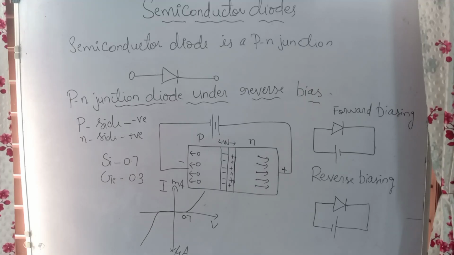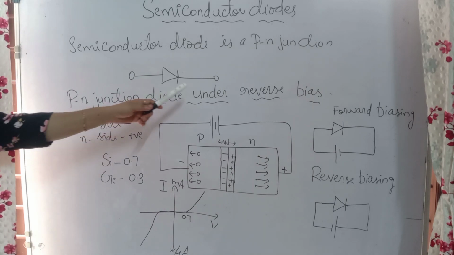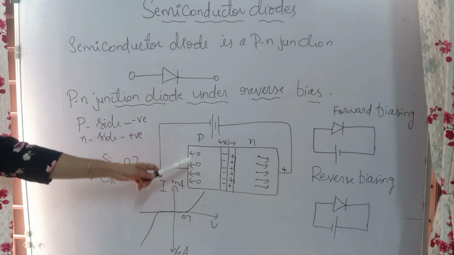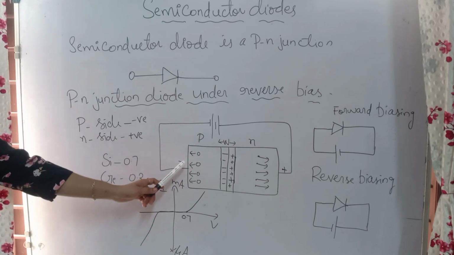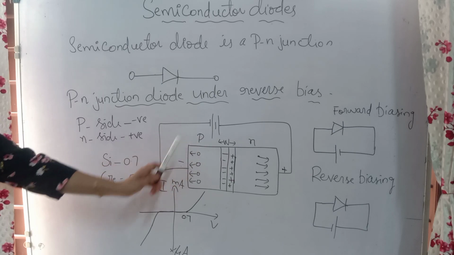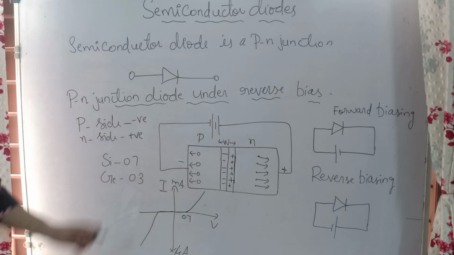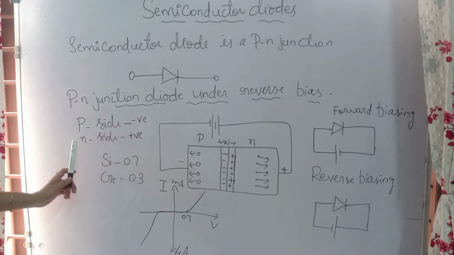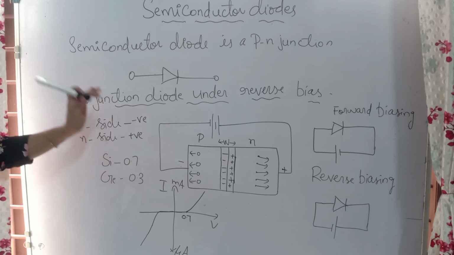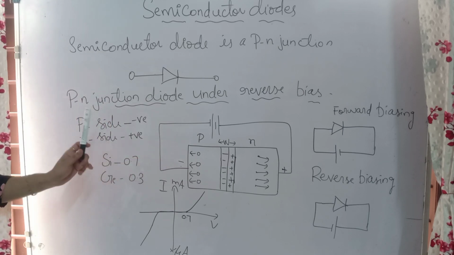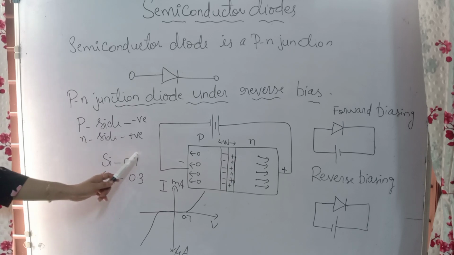Now we have to connect the PN junction diode under reverse biasing. As we have already told, in the case of reverse biasing, we connect the negative terminal of the battery to the P side, and the positive side of the battery to the N side. So the P side is connected to negative and the N side is connected to positive. Here also we assume we are considering silicon, so the material is silicon and the potential barrier will be 0.7.